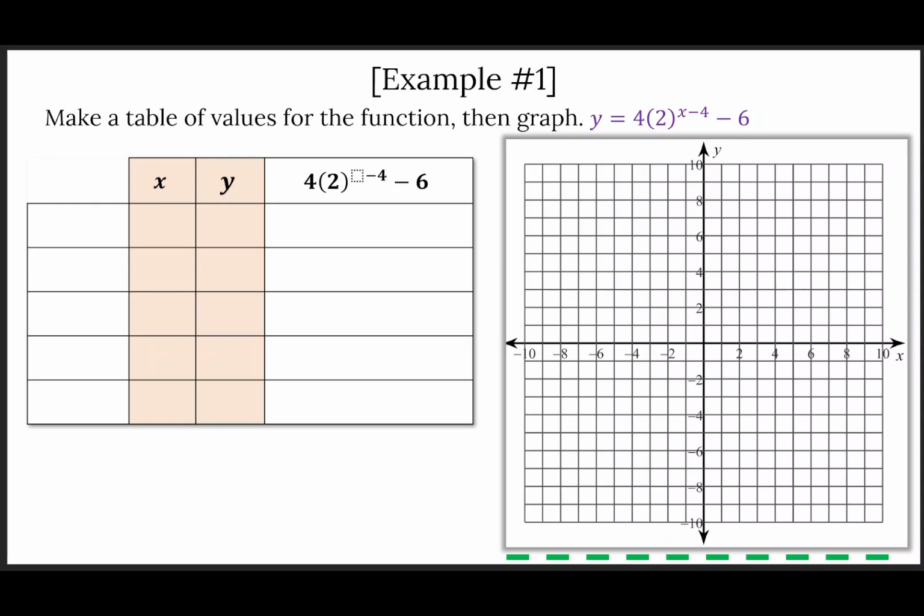Make a table of values for the function, then graph. This function in particular is an exponential function because x is up here in the exponent for that base 2. There's no real good or bad points to use necessarily for making a table. So a nice default set of numbers would be to just start with -2, -1, 0, 1, and 2, and then shift them depending on if we have a horizontal shift.